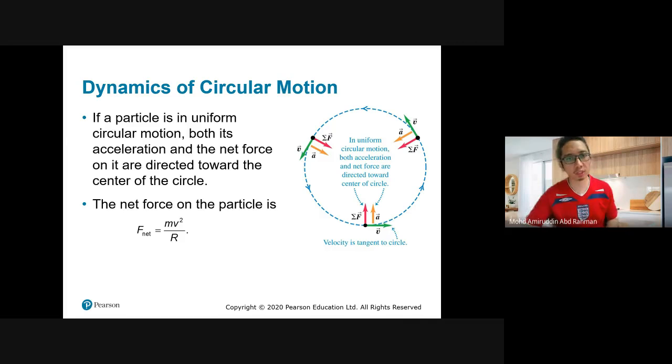If a particle is in uniform circular motion, both its acceleration and the net force on it are directed toward the center of the circle. This is what we learned a few chapters ago. So we have the acceleration pointing toward the center of the circle, and the net force on the particle is F net equals mv squared over r.